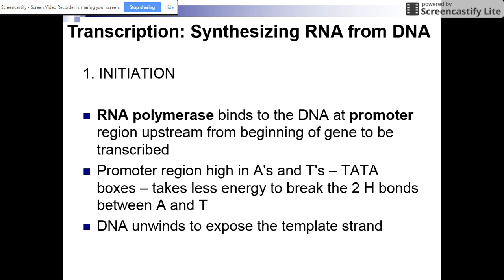It is believed that the reason the promoter region contains these bases is because the number of hydrogen bonds between A's and T's is only 2, compared to 3 between G's and C's. So it takes less energy to break those hydrogen bonds. Really what's happening when the RNA polymerase binds to the promoter region is it's opening up, it's unwinding the DNA. So there has to be the breaking of those hydrogen bonds. Having those A's and T's in that area makes it easier for the RNA polymerase to do that.